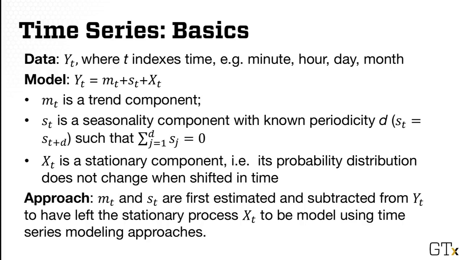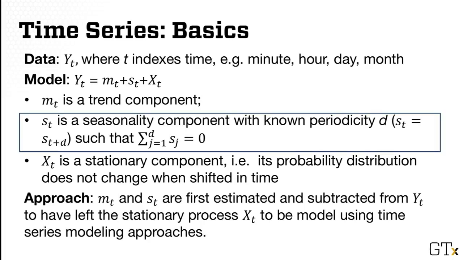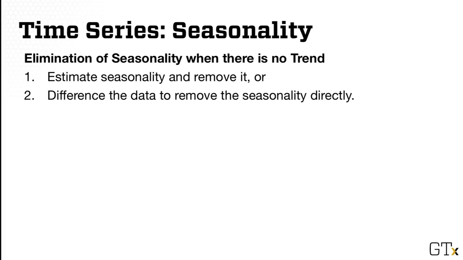Most classic time series models assume that the time series process is stationary, and thus we need to first estimate the trend and the seasonality components, subtract them from the time series y_t, then further model x_t. In this lesson, I'll describe common approaches for dealing with a seasonal component. Not all time series have a trend, but for those which do, we'll need to correctly account for seasonality.